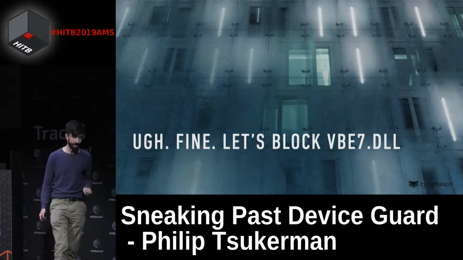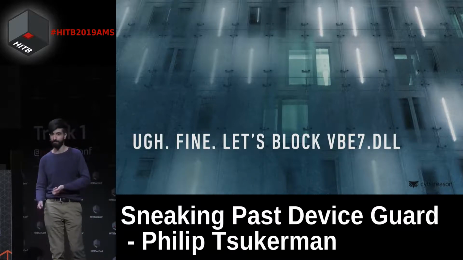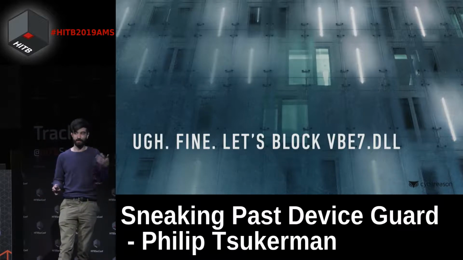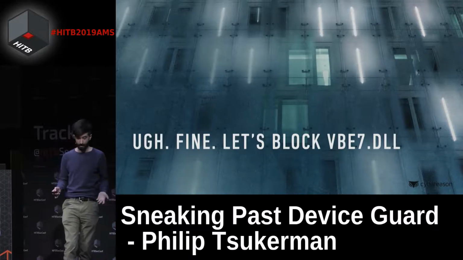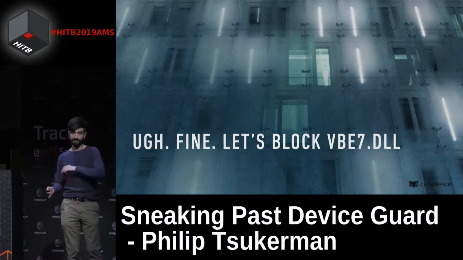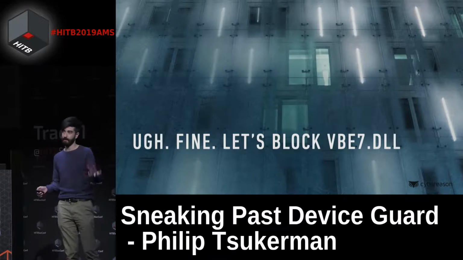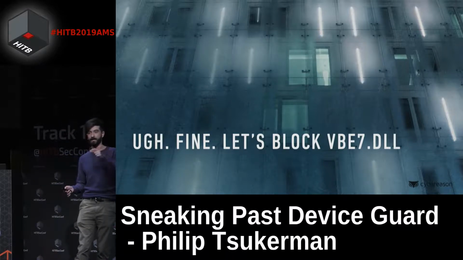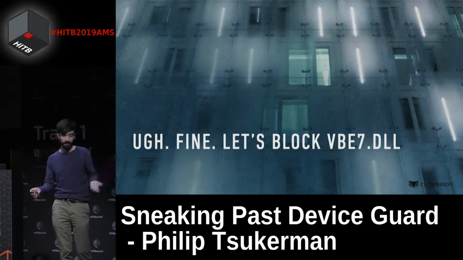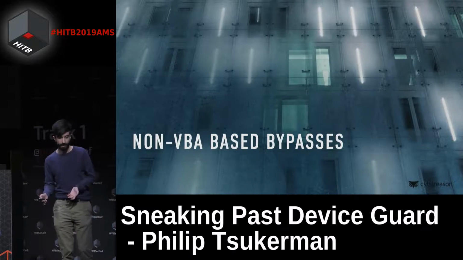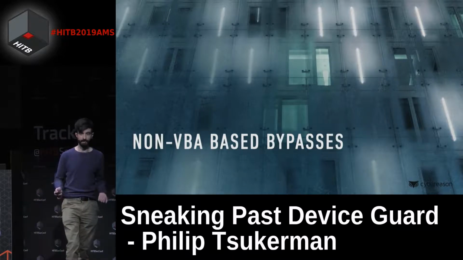All right. Now we understand that macros are a terrible thing to have on a machine with device guard because they pretty much break it. So let's say we want to just block VBE7.dll, the VBA engine, pretty much explicitly. So this never loads. And you can do this under device guard. You can also add blacklists to your policy. So if this engine can't run, no macros for you. This is why we'll try to find some non-VBA-based bypasses.